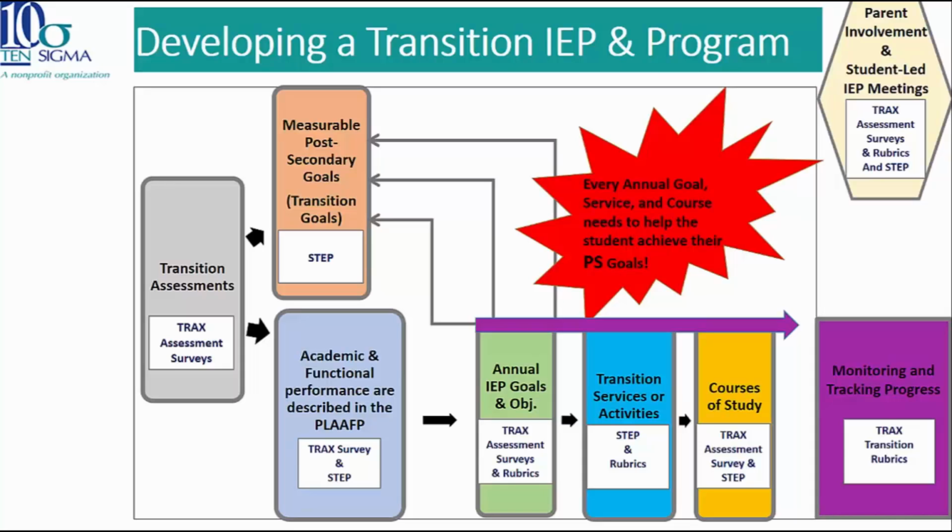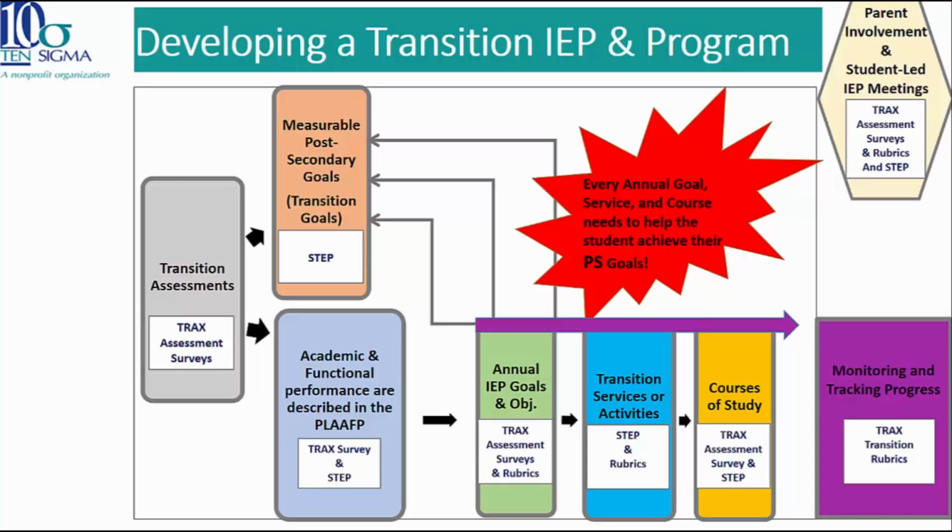You can also determine, using STEP and the rubrics, the transition services and the activities the student needs to do throughout the year in order to achieve their post-secondary goals. And the courses of study can come from the TRACS assessment survey and STEP. For monitoring and tracking progress, you can use our research-based transition rubrics, which again directly come from the skills that were identified as needs in the functional TRACS assessment surveys.